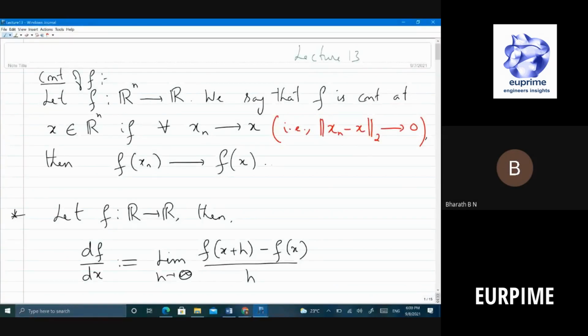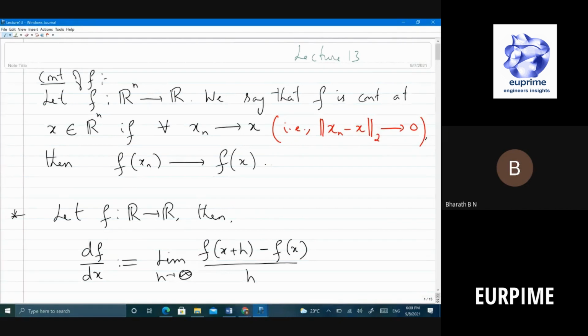Yeah, so let me do a quick recap. In the last class, we recollected some basic notions in calculus. We started with convergence, continuity, etc. So first of all, we saw what we mean by continuity of a function.